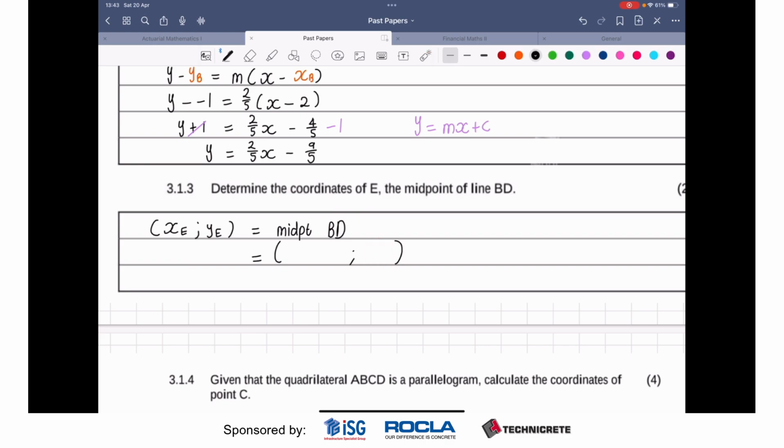Okay, so x of B was 2, and the x of D is minus 6 over 2, and the y of B was minus 1, and the y of D is 0 over 2. So the x coordinate of E is 2 plus minus 6, which is minus 4, divided by 2 is minus 2. And then the y coordinate of E is minus 1 plus 0, which is minus 1, divided by 2, which is minus a half.